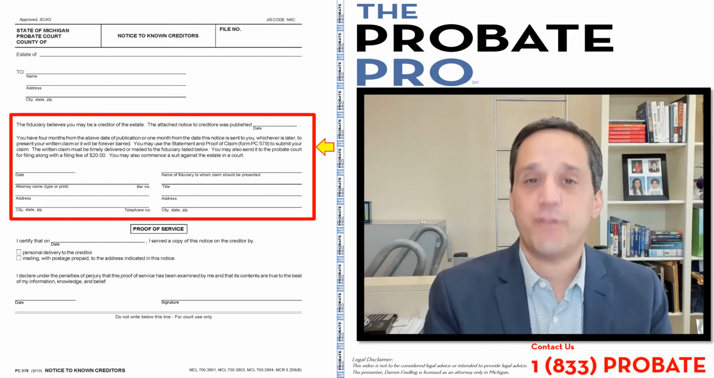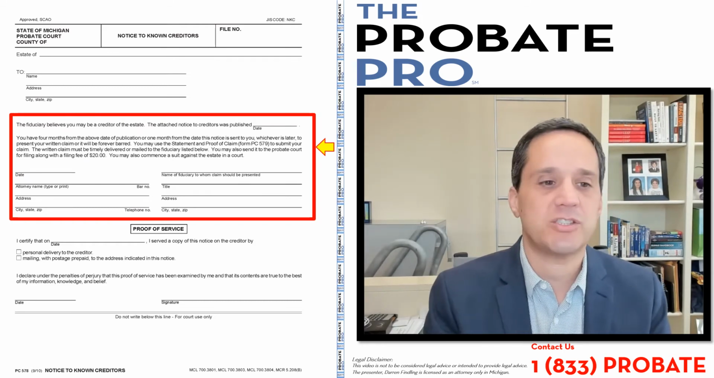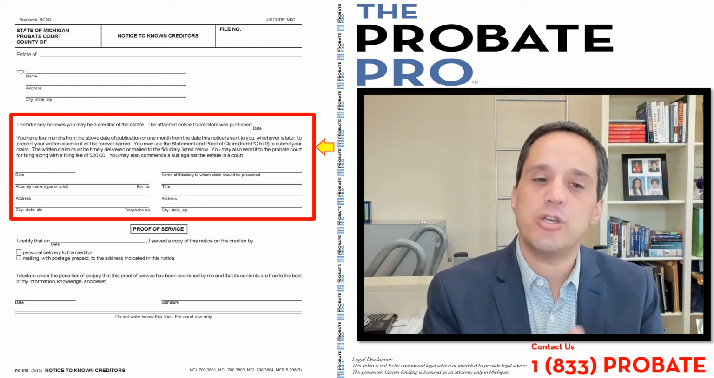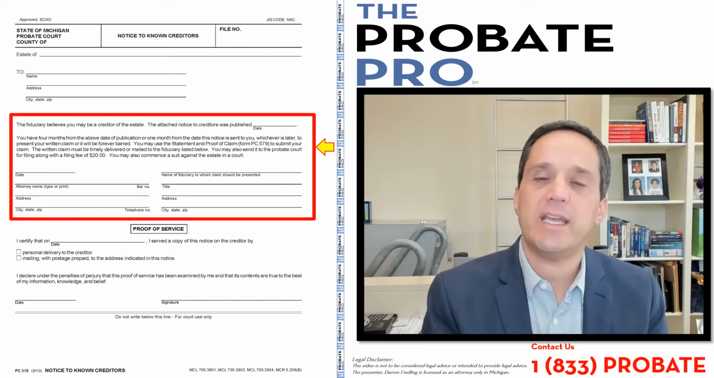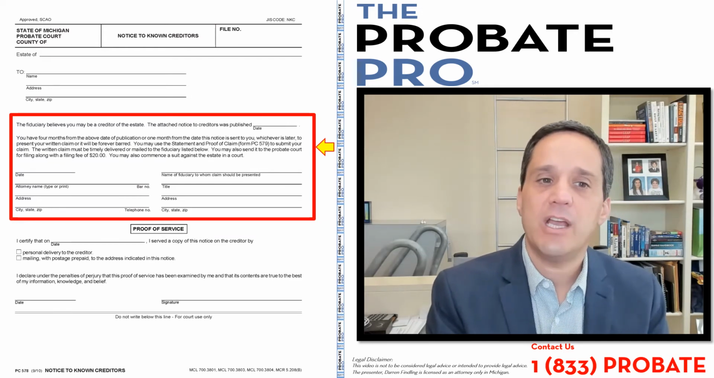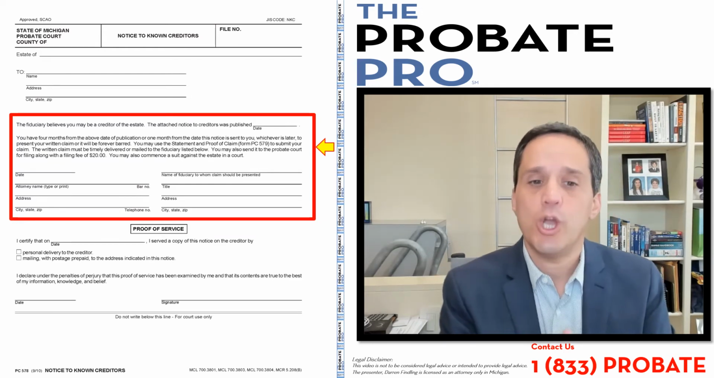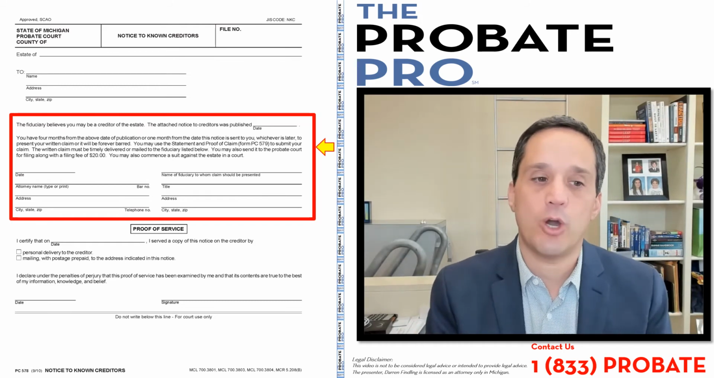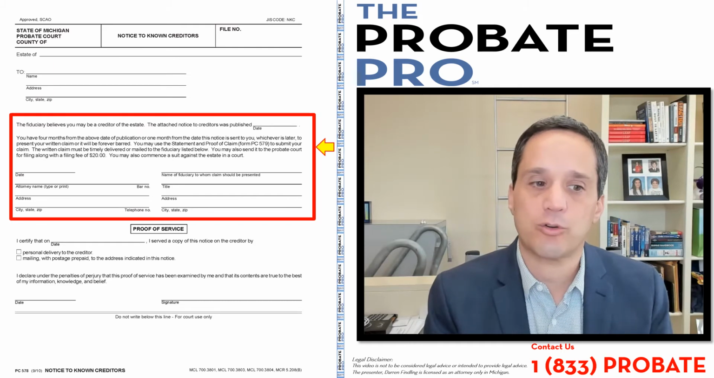You're saying that the fiduciary, personal representative or trustee, believes you may be a creditor of the estate, and you would attach the notice to the creditors that's done in PC 57 form, another process that I've identified, which is the publication process. So you identify when you publish, and you provide the copy of that notice as part of this notice to known creditor.